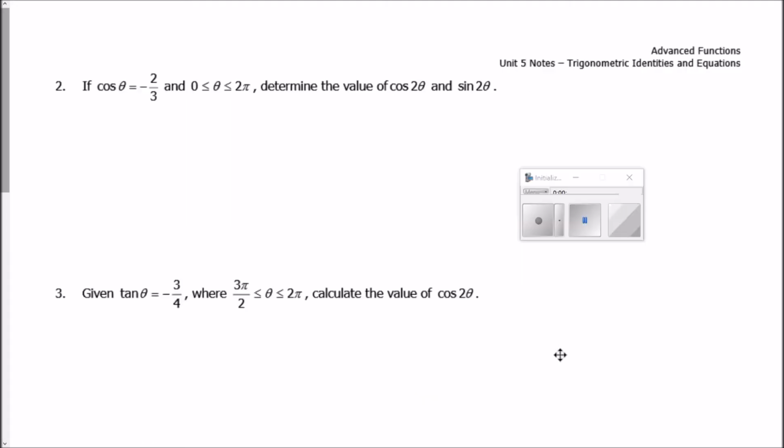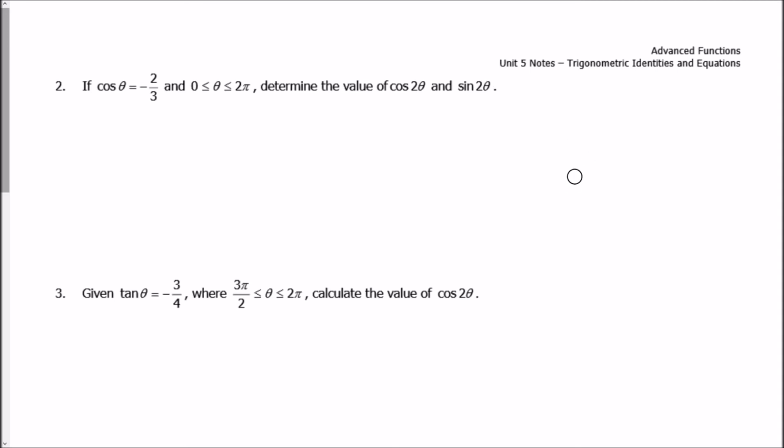Okay? Right. So taking a look at number 2, it says if cosine of theta is equal to -2/3 and theta is between 0 and 2 pi, so it's within 1 revolution of the unit circle, we need to determine the values of cosine of 2 theta and sine of 2 theta.